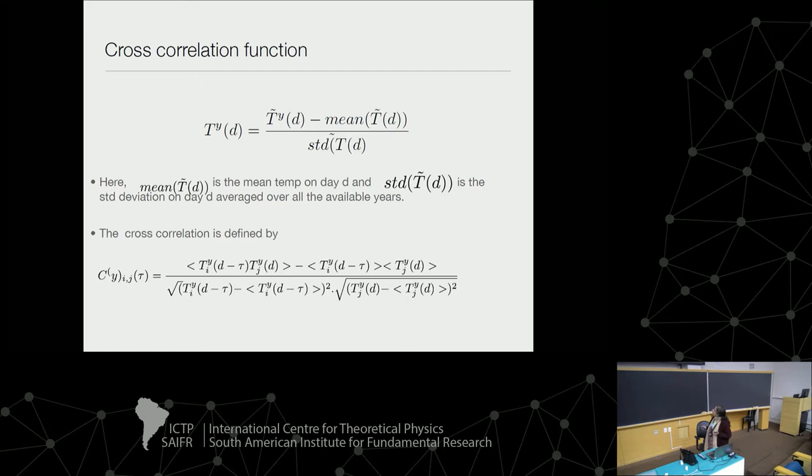And we define the cross correlation in the standard way, except that the labels here are at different grid points. So remember that these are grid points on the globe. I'll show you a picture in a few minutes. This is the location, this is another location, these are for the same year, and these are for two different days. So this is for a given day and this is for a day before.